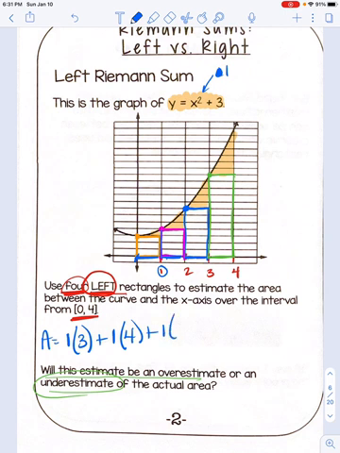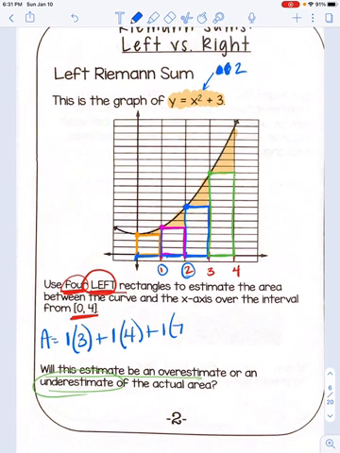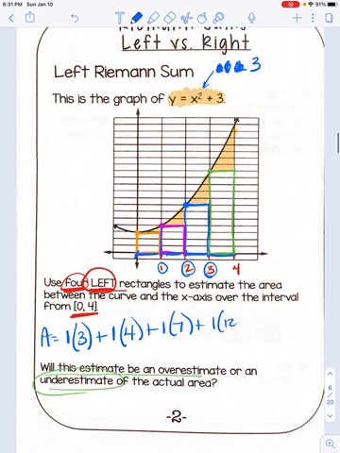And then the blue rectangle, his width is 1. His height was determined by the 2. So now I'm going to plug a 2 in there. 2 squared is 4. 4 plus 3 is 7. And then from 3 to 4, that width is 1. And left-handed, so it's determined by the 3. So again, now I'm going to plug a 3 in there. And 3 squared is 9. And 9 plus 3 is 12.